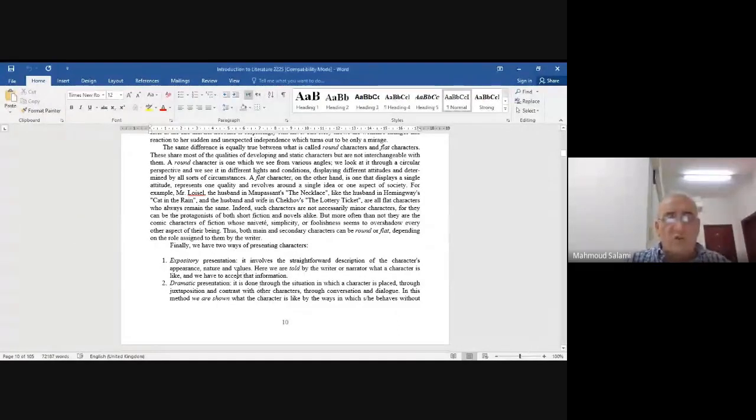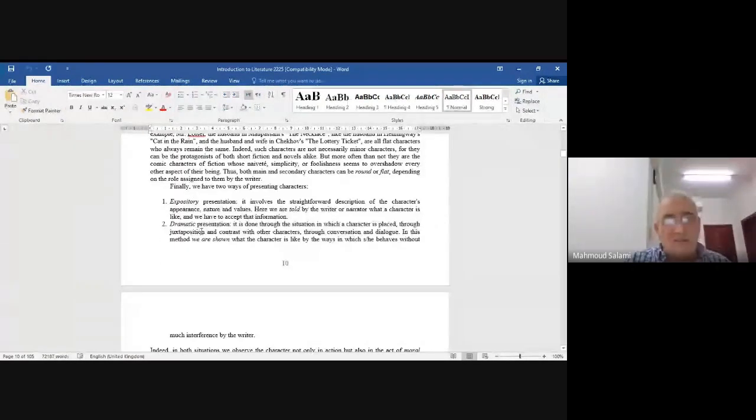We always find this. Notice it's done through the situation in which a character is placed, through juxtaposition and contrast with other characters, through conversation and dialogue and so on. So in other words, in expository we are told, whereas in dramatic we see, we are shown. And this is really the difference here.